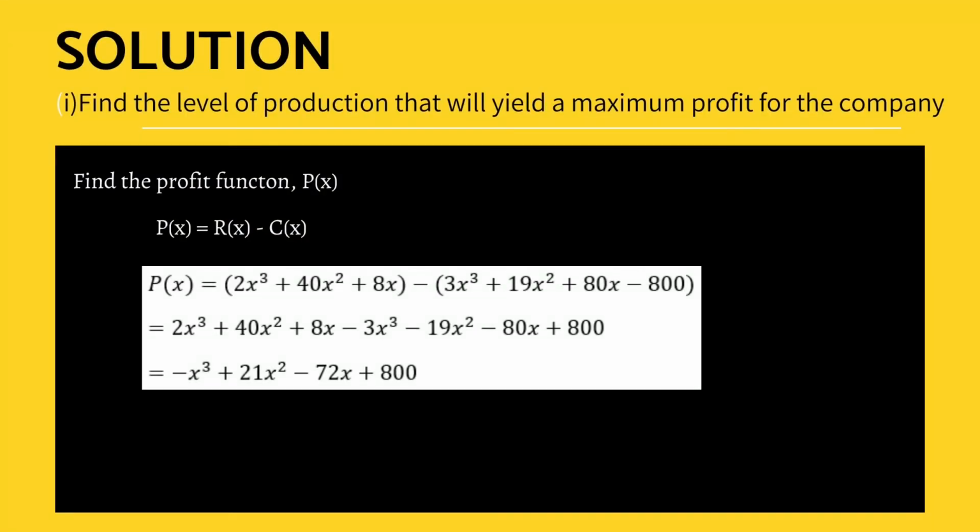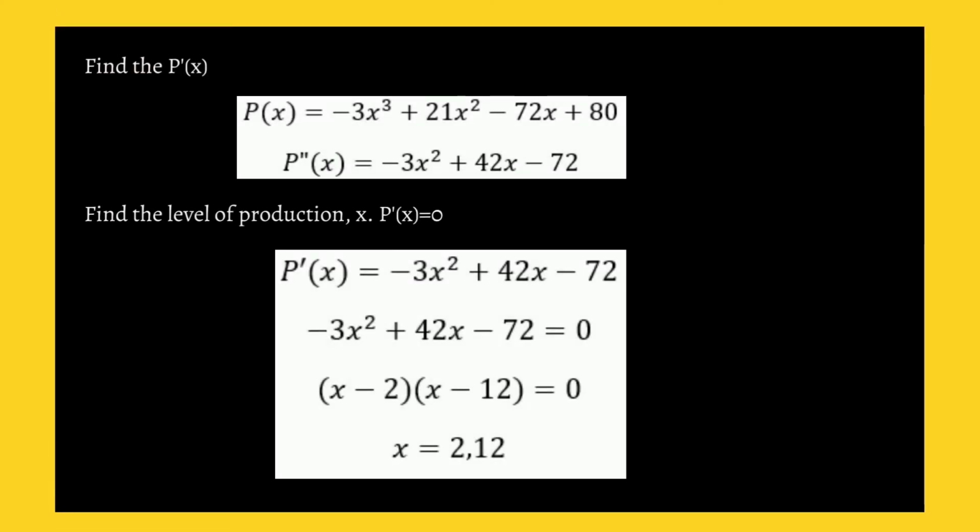Solution. Find the level of production that will yield a maximum profit for the company. First, we need to find the profit function. Since the question did not provide the profit function, we use the formula: profit equals total revenue minus total cost. So we get negative x squared plus 21x minus 72x plus 800. Next, we need to find the derivative of the profit function. Using the power rule, we get negative 3x squared plus 42x minus 72.